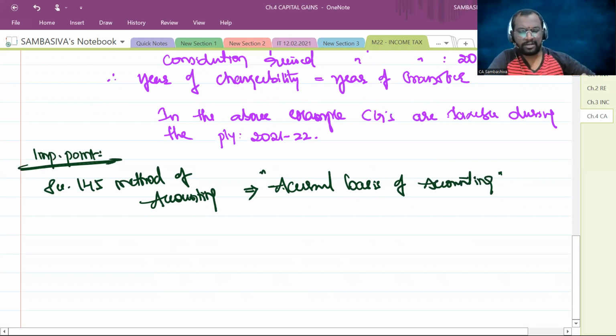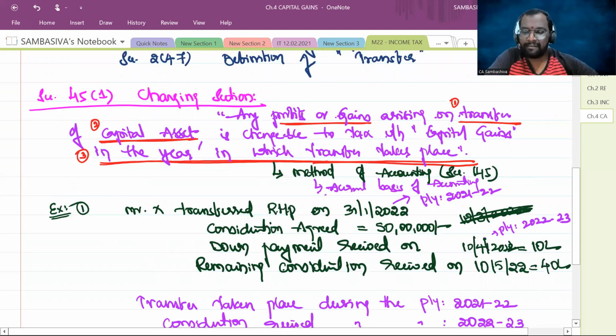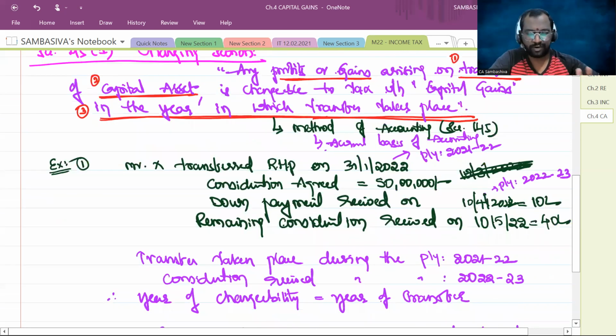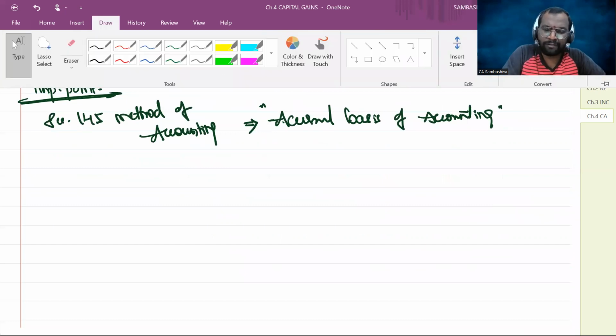So that's the importance of the last sentence in the charging section. In the year in which transfer takes place, capital gains are chargeable to tax under the head capital gains. So irrespective of the receipt of consideration, capital gains are always taxable in the year in which transfer has taken place.